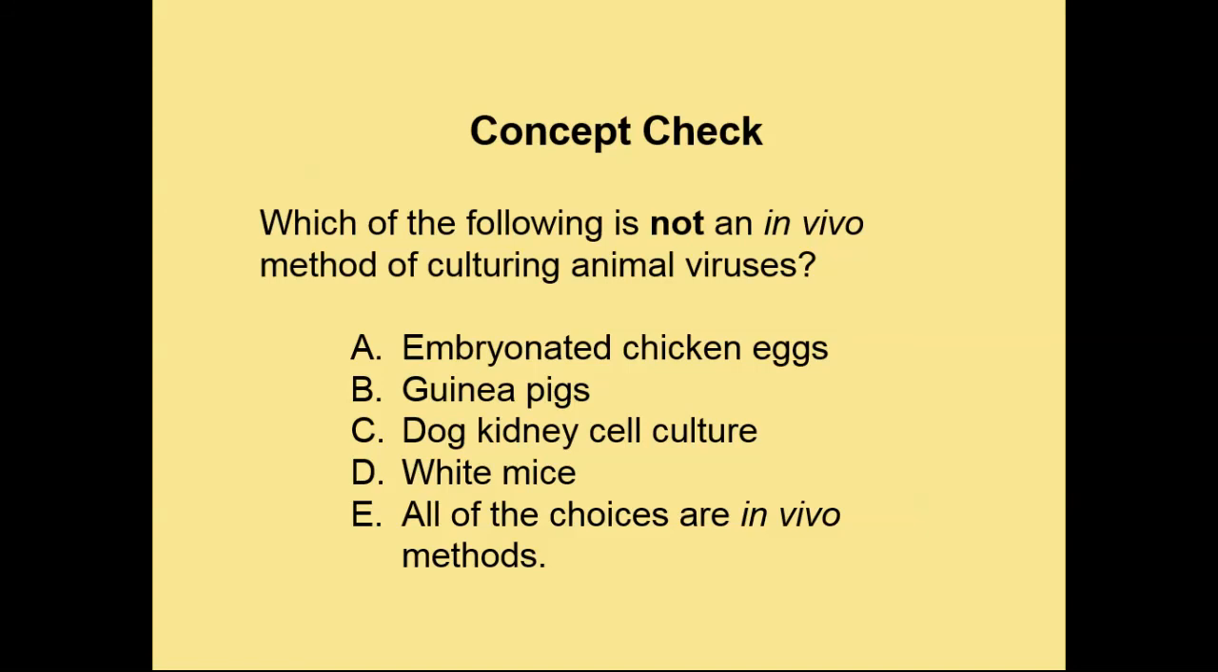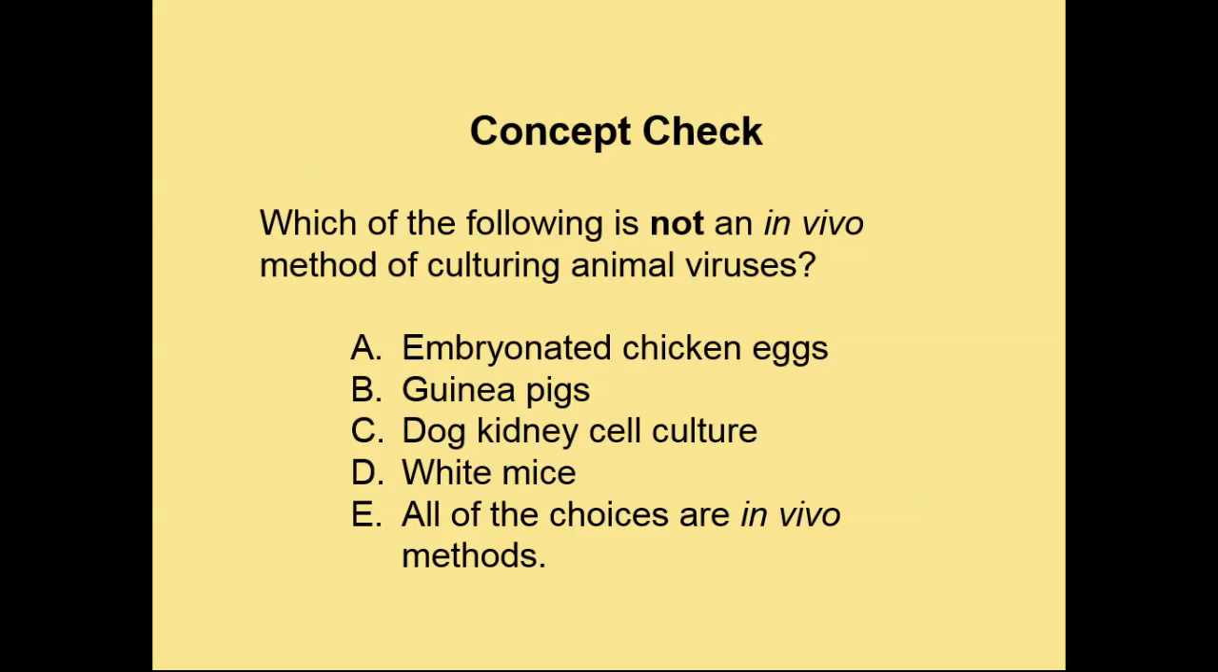So, concept check. Which of the following is not an in vivo, an in-animal, method for culturing animal viruses? An embryonated chicken egg, man, that's a wordy term; a guinea pig; a dog kidney cell culture; a white mouse; or all of these choices are in vivo methods. Remember, in vivo means in the animal, as opposed to in vitro, which means in glass. So pause the video and rewind it or flip back in your PowerPoint to look up the answer.